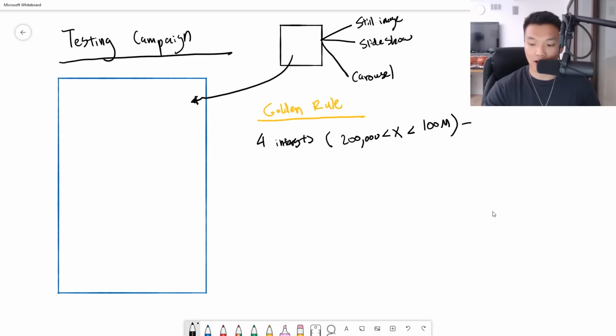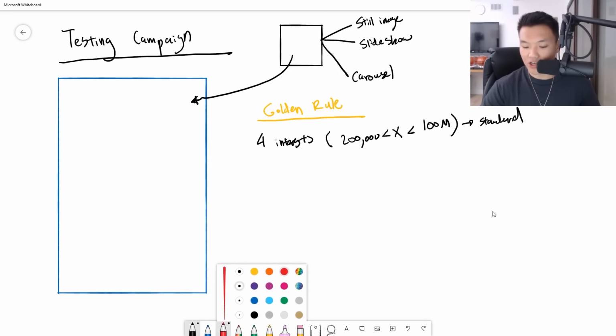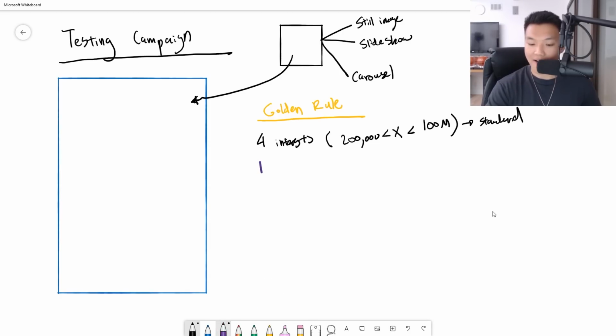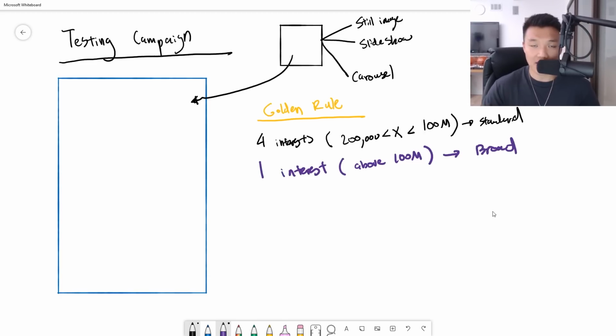So this is what we're gonna call standard interest. For every 4 of these, you're gonna have one that is going to be broad. You're going to have one broad interest or type of ad set, something you can target, okay? That is going to be above 100 million in audience size. This is going to be your broad. All right. And why is this really, really important? Why is it good to have this ratio? Well, I noticed that this really improves performance.